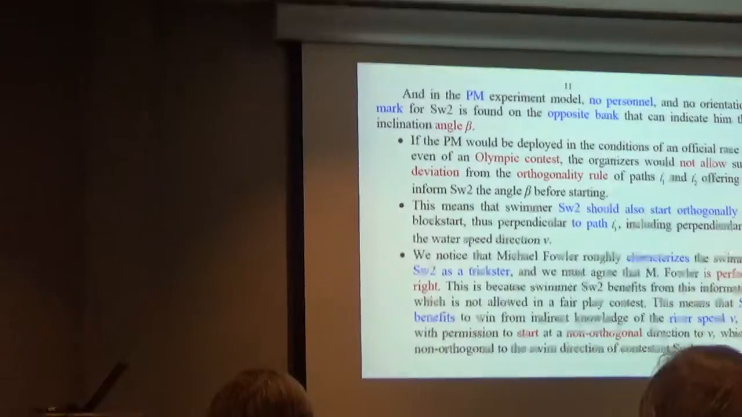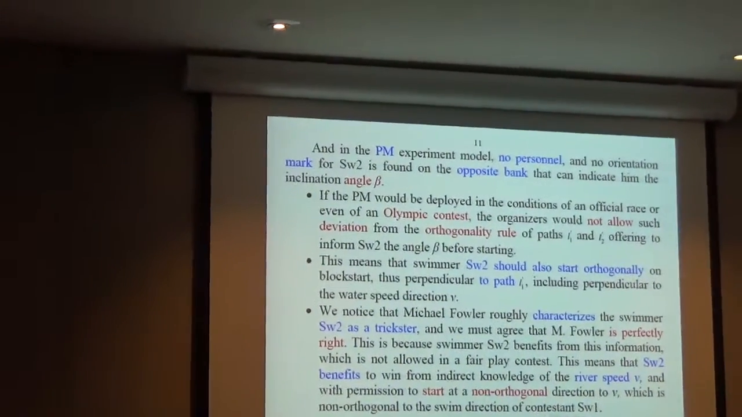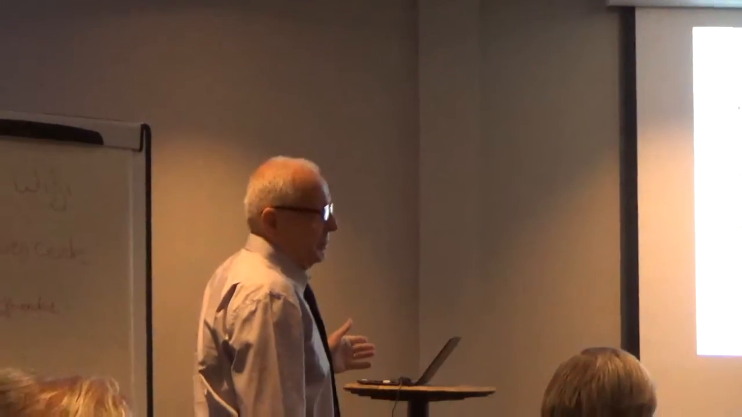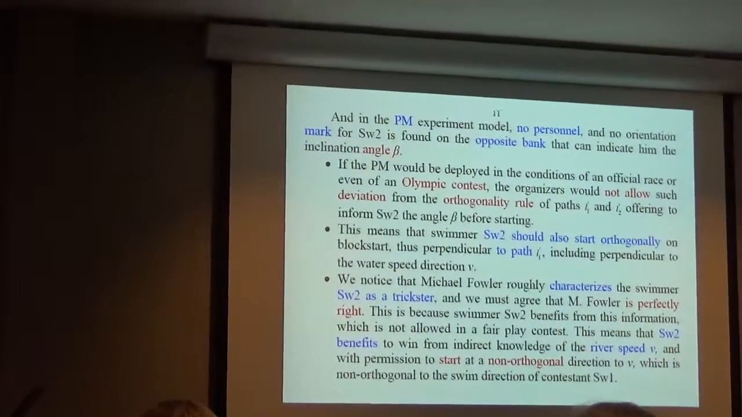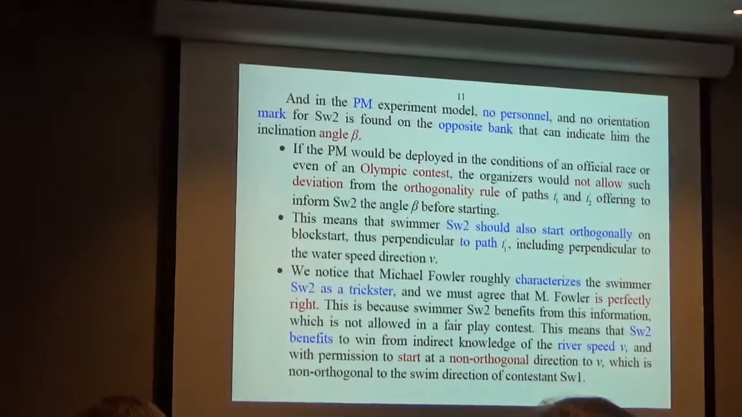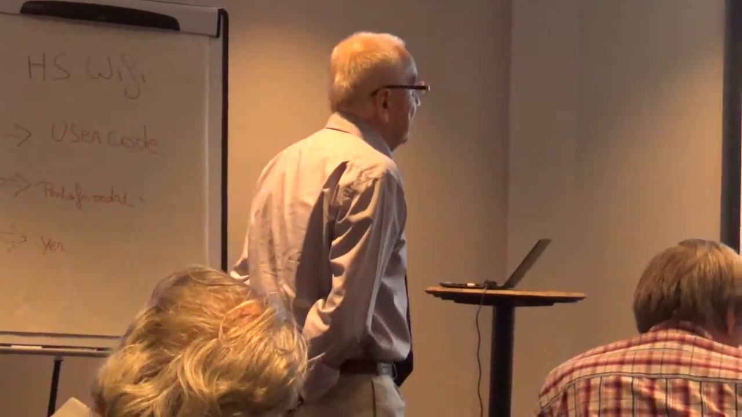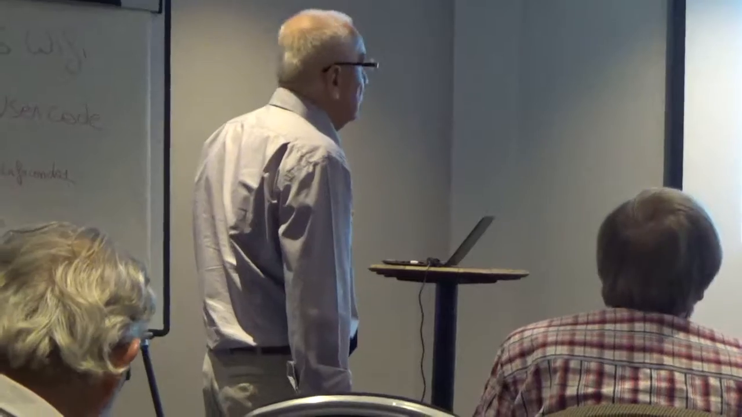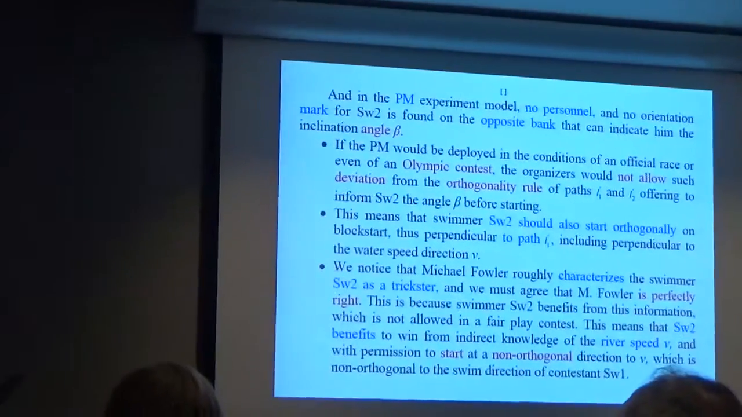And in the PM experiment, on the other side of the river, no person or mark exists to indicate to S2 the direction inclined with angle beta. In the physical model, if the PM were deployed in the condition of an official race or even an Olympic contest, the organizers would not allow such deviation. This means that swimmer 2 should also start orthogonally on the starting block, thus perpendicular to path L1 prime.